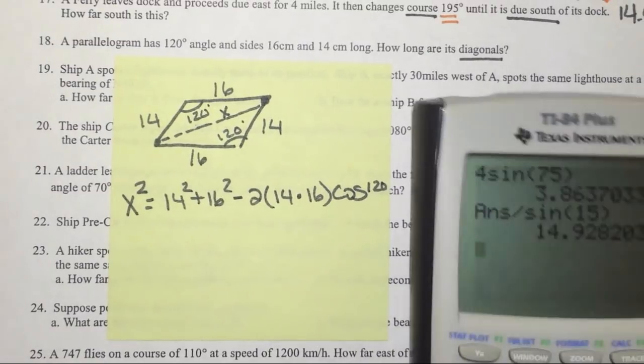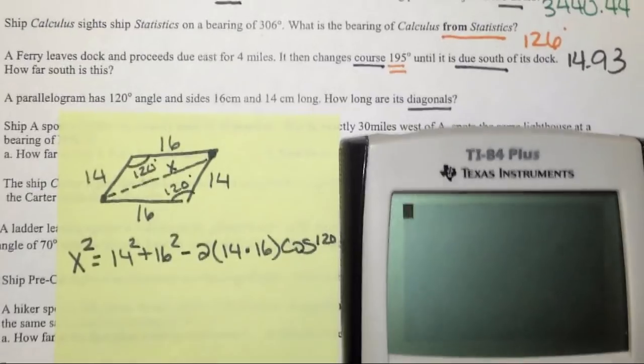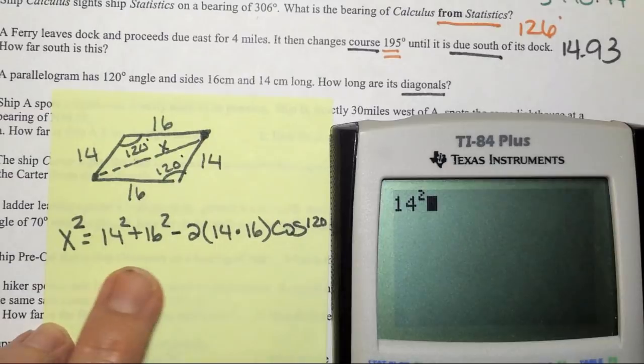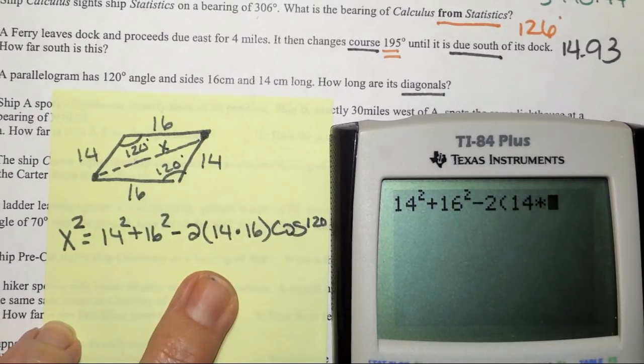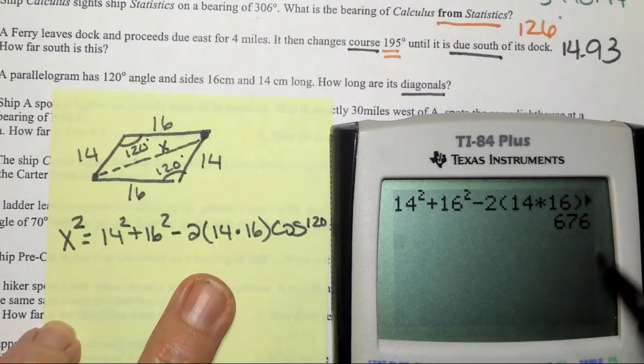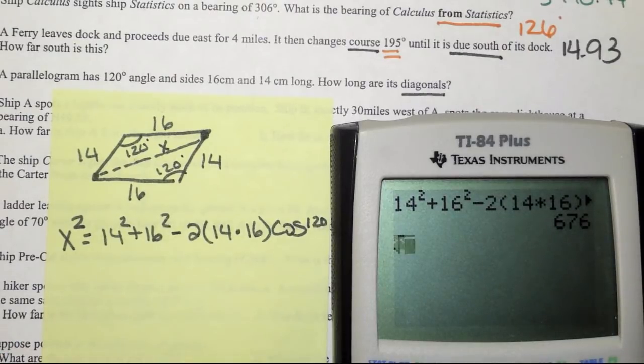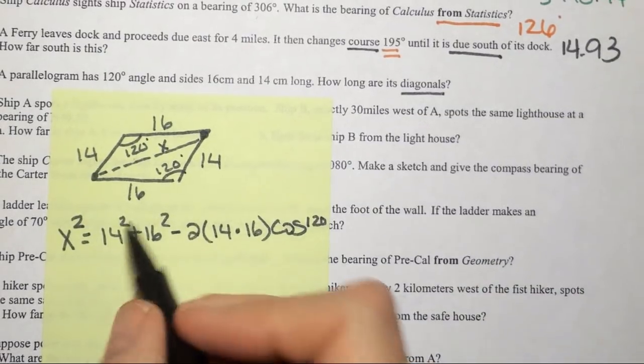That's what we're going to type in our calculator. Okay, so here we go. We're going to do 14 squared plus 16 squared minus 2 times 14 times 16 times cosine of 120. And we see this answer pop up. That is not your answer. It will be an answer choice. You have to remember that that's the formula for x squared, so I have to take the square root of my answer. So one of my diagonals will be 26 centimeters.